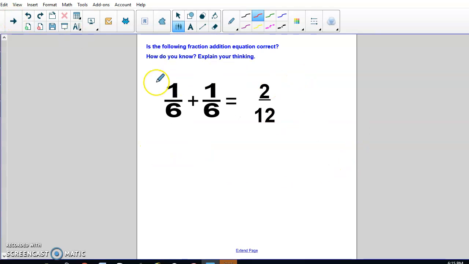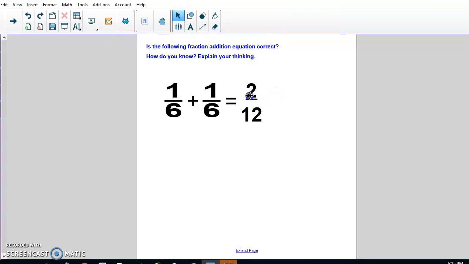So this is the most common mistake I will ever see with these questions, okay? And you should be able to look at it right away, and hopefully right away you can see what the mistake is: when you are adding, you immediately say, okay, add the tops. 1 plus 1 is 2, 6 plus 6 is 12, there, it's done. But 1/6 plus 1/6 does not equal 2/12s. That's way too tiny.